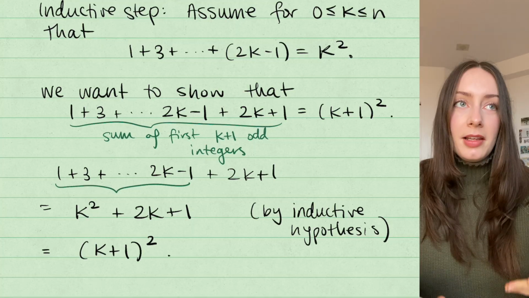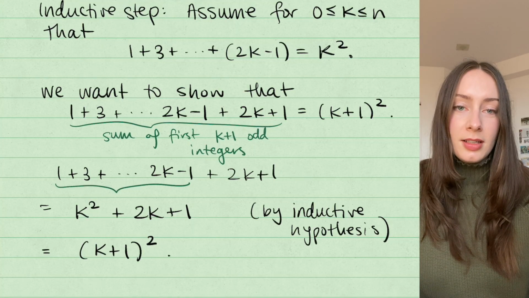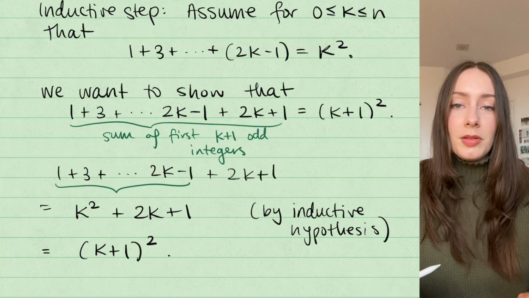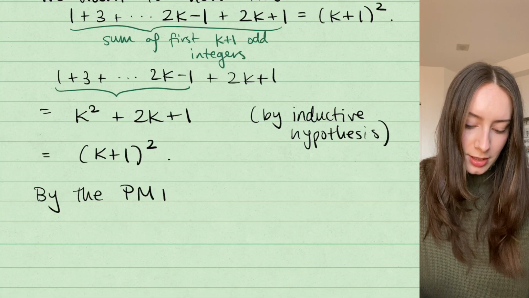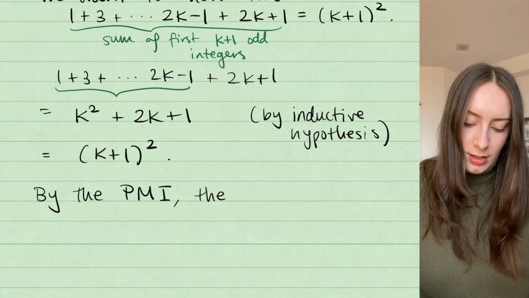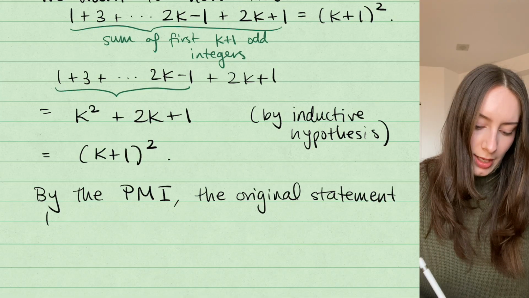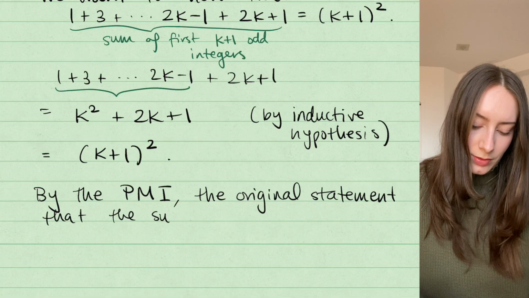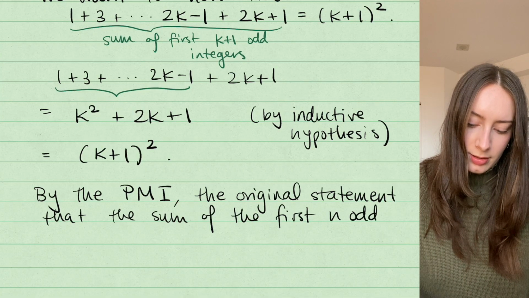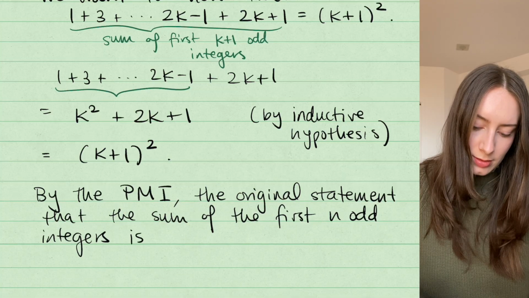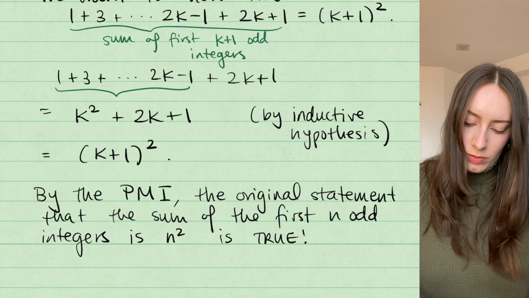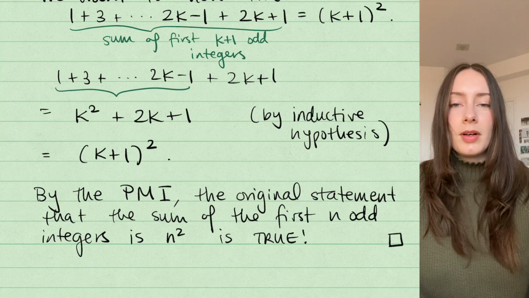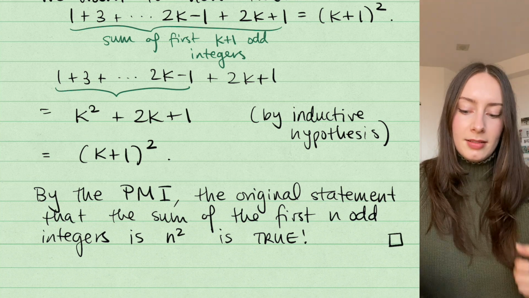So that means by the principle of mathematical induction, the statement we were originally trying to prove is true. By the principle of mathematical induction, I'll just write it as PMI, the original statement that the sum of the first n odd integers is n squared is true. So that completes the proof. We can draw our little square at the bottom right, and we're done.